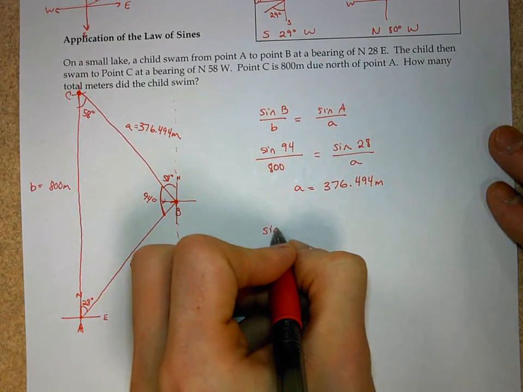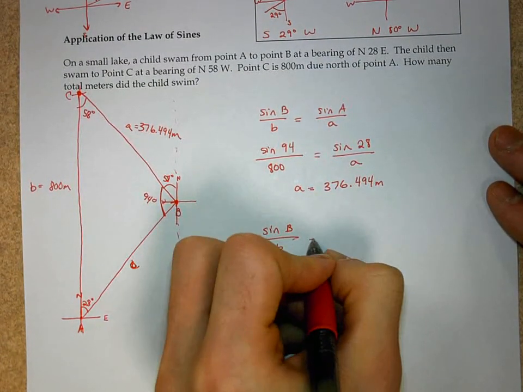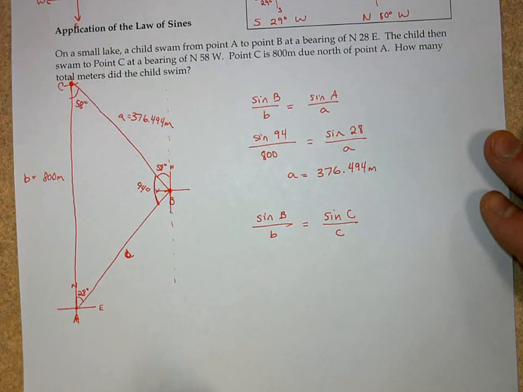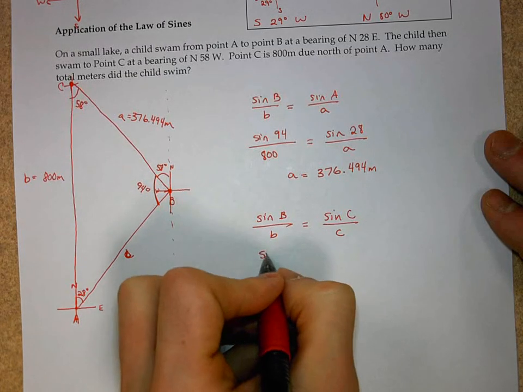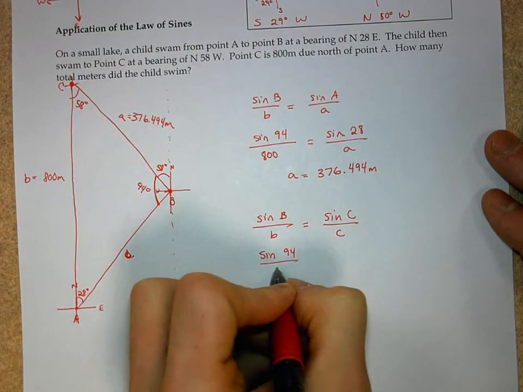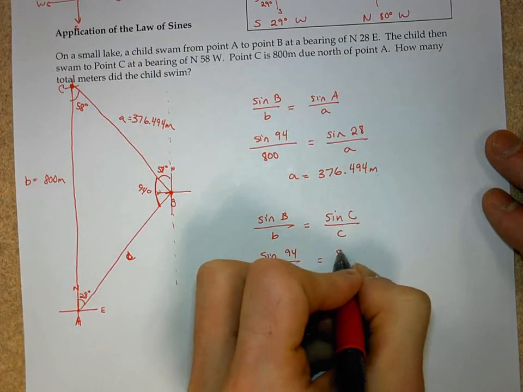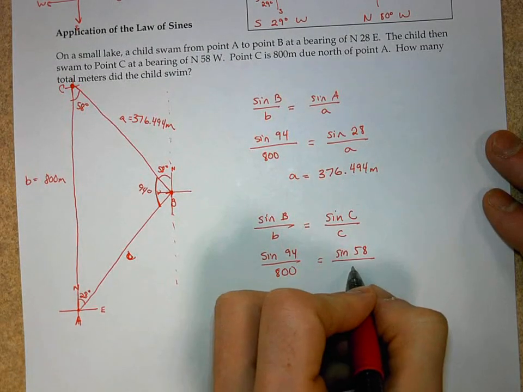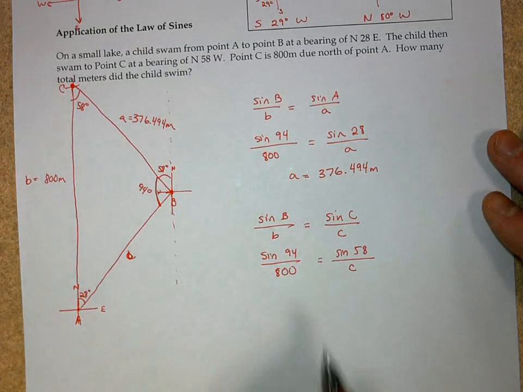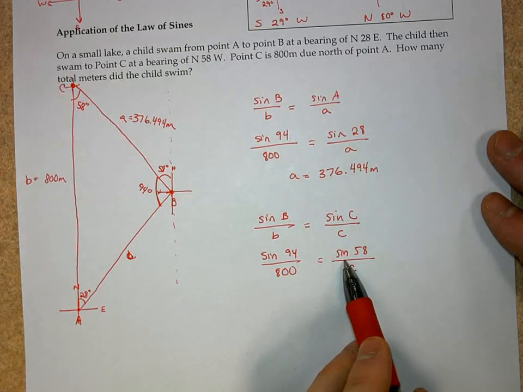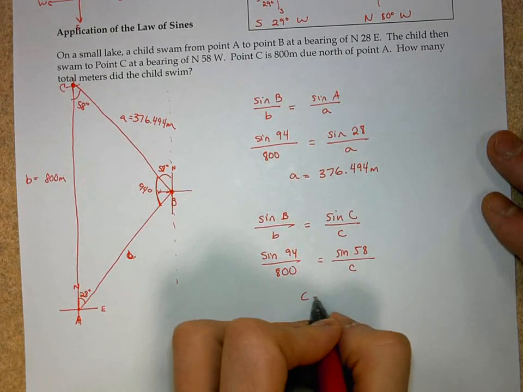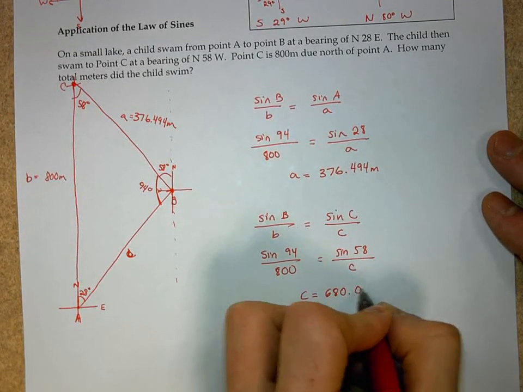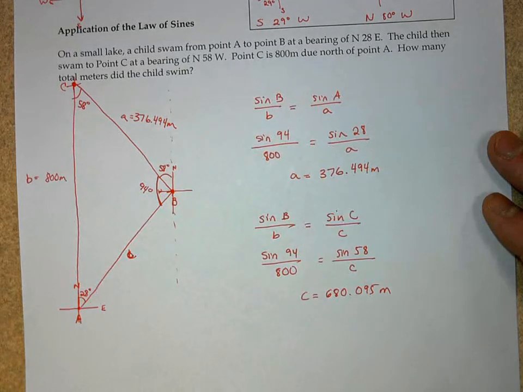Do the same thing, finding side C. Sine of B over B equals the sine of C over C. So the sine of 94 over 800 is equal to the sine of 58 over C. 800 times the sine of 58, we'll divide that by the sine of 94. C is equal to 680.095 meters.